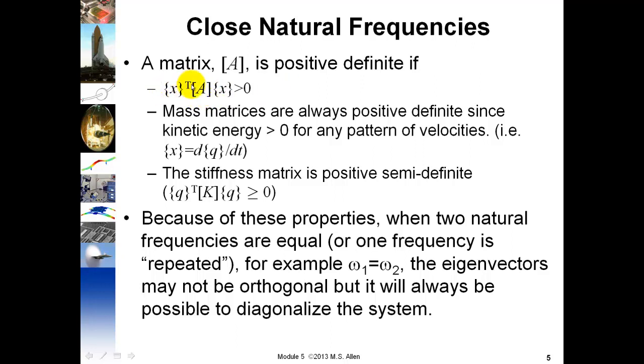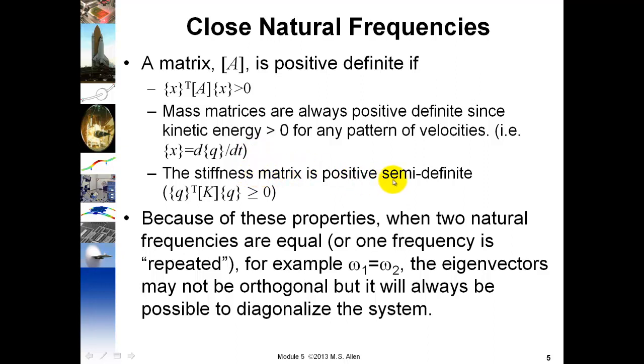And the reason this is important is that a lot of the matrices that we deal with physically are positive definite. For example, the mass matrix is always positive definite. And the reason for that is if we replace x with q dot or x dot and the matrix with the mass matrix, then this expression is the kinetic energy of the system. And the kinetic energy has to always be greater than 0, no matter what pattern of velocities we apply to the system. Or in other words, no matter which direction those masses are moving, the kinetic energy will always be greater than 0. The same is almost true for the stiffness matrix.